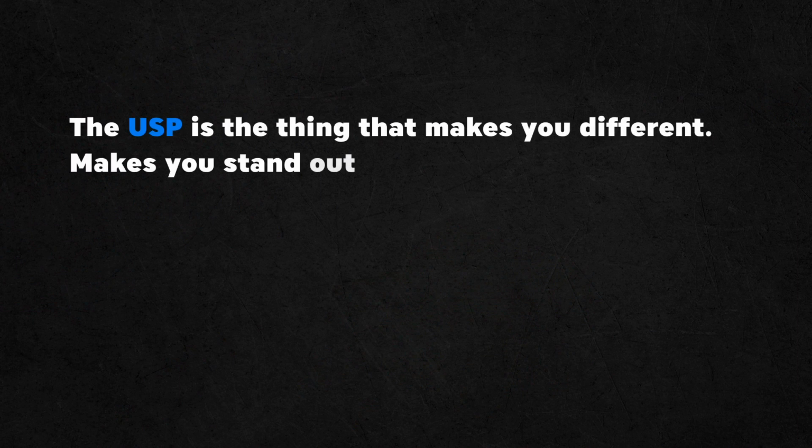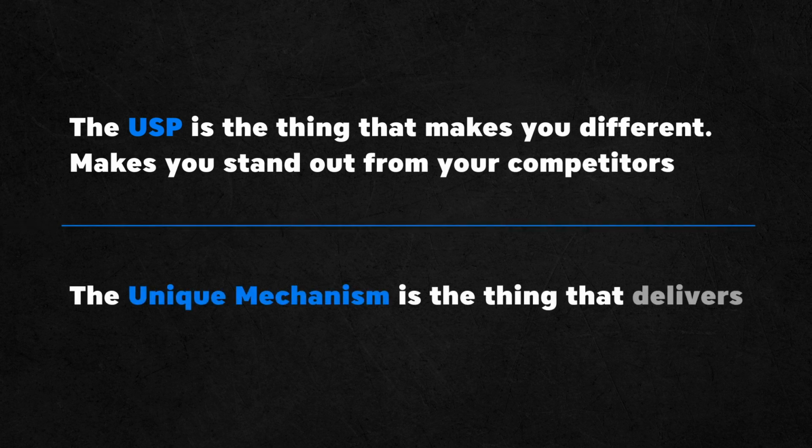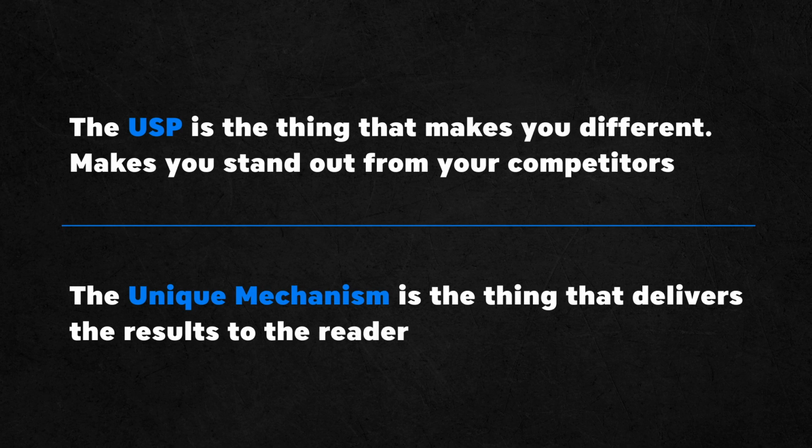So how does that compare to the USP, or unique selling proposition? Okay, so the USP, I'll recap the entire last video in one sentence. The USP is just the thing that makes you different, makes you stand out from your competitors. The unique mechanism is the thing that delivers the result to the reader. So it's a square rectangle sort of argument that we have going on here, okay? And that's why these questions came up on my last video.